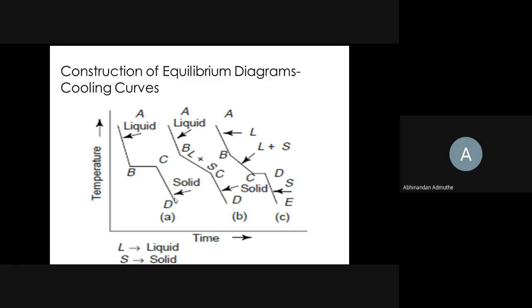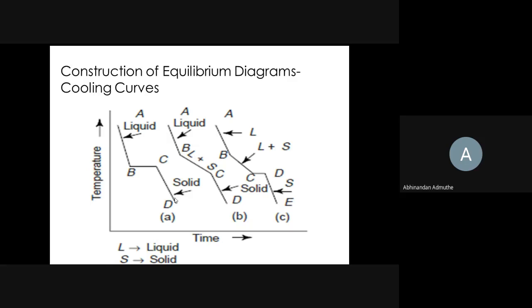Next, carry out the experiment for 20% tin, 80% lead. Similarly, find out the liquidus temperature and solidus temperature. Next, you carry out the experiment for 40% tin, 60% lead. Again, find out the liquidus temperature and solidus temperature. Like that, up to 100% tin, 0% lead.